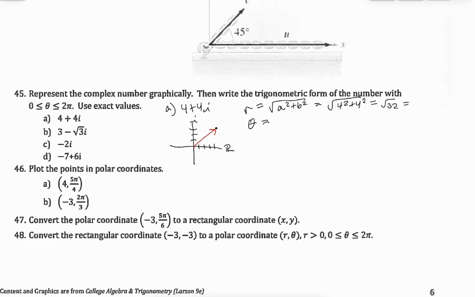which 32 is 4 times 2. So it is going to be, it is not. It is 16 times 2. The square root of 16 is 4. I jumped ahead in my brain a little bit there.